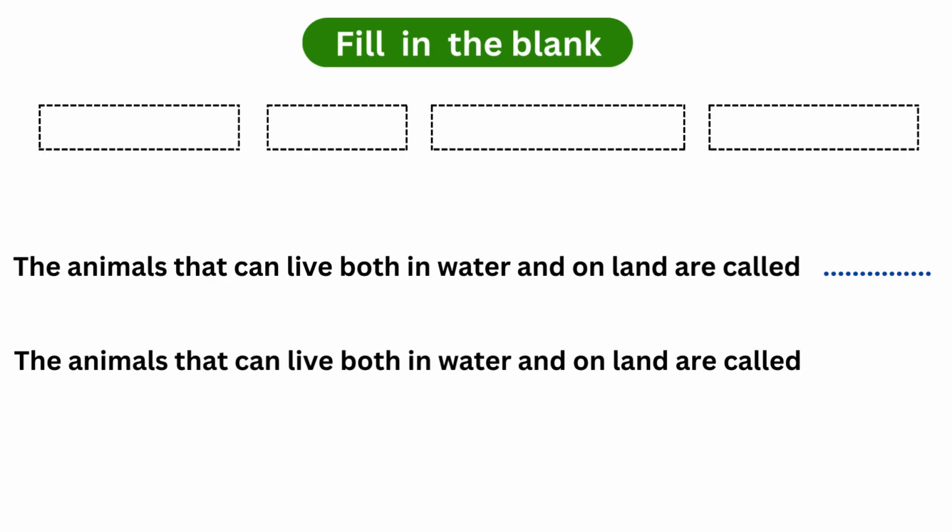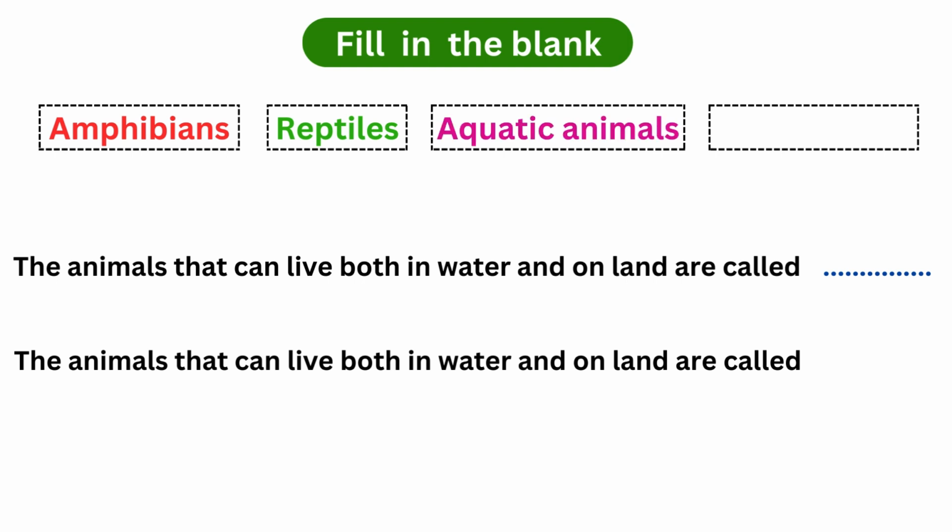Here's the 20th fill in the blank question for you. The animals that can live both in water and on land are called dash. Your options are amphibians, reptiles, aquatic animals or land animals. The correct answer is the animals that can live both in water and on land are called amphibians.